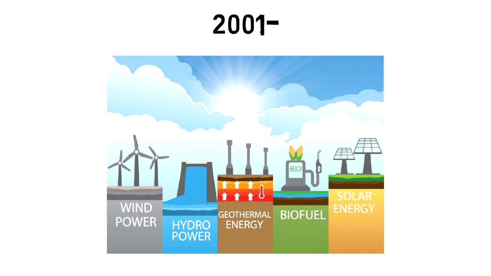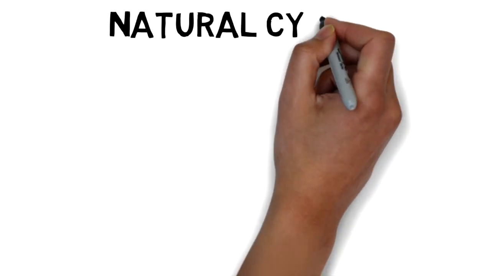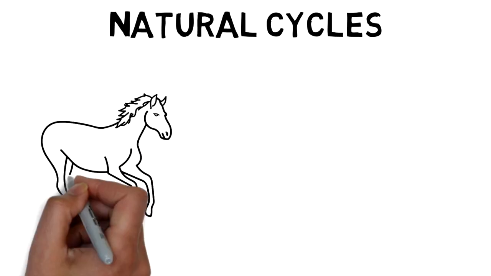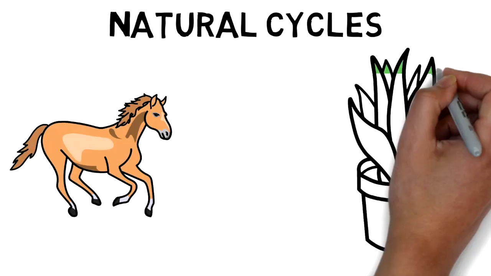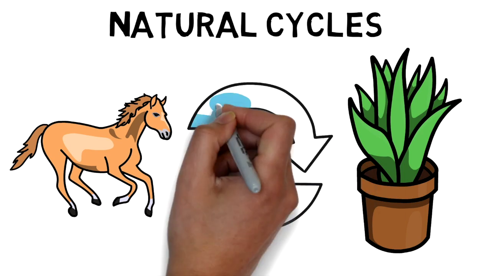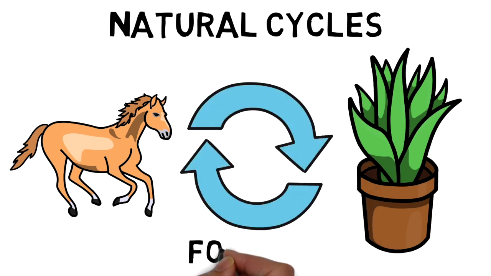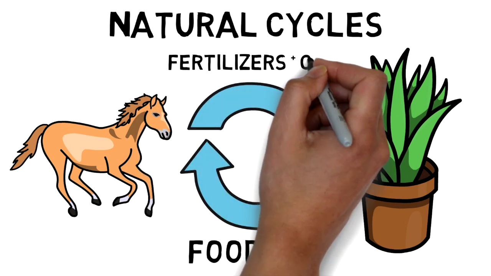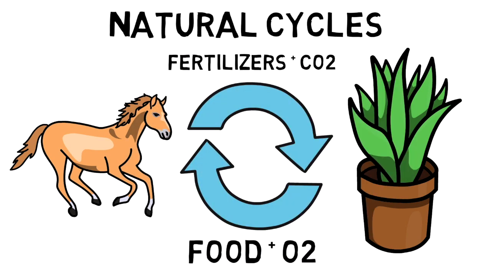The 5 renewable resources mentioned in the picture are the 5 main and major sources of the world. Now let me tell you about the natural cycles. The first natural cycle is a quick one. It is between animals and plants, which also includes us. Plants give animals food and oxygen, while animals in return give fertilizers and carbon dioxide to carry out photosynthesis.